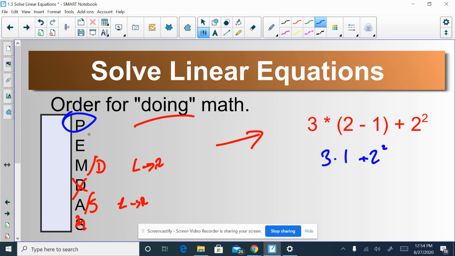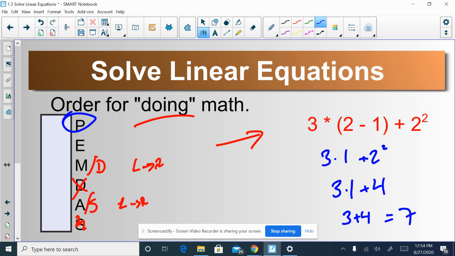Up next in the order of operations after parentheses would be exponents, for the E. We do have an exponent here, so 2 squared, we'd get 4. We'd have 3 times 1 plus 4. Then we would do multiplication in order from left to right. There's only one multiplication in there, so we'd end up with 3 plus 4, and we know 3 plus 4 is 7.